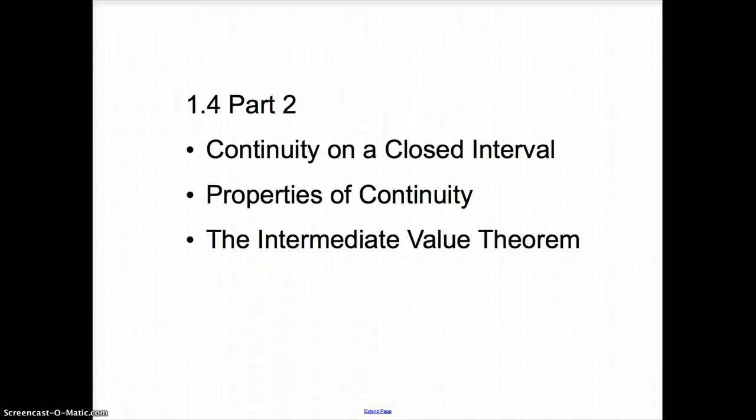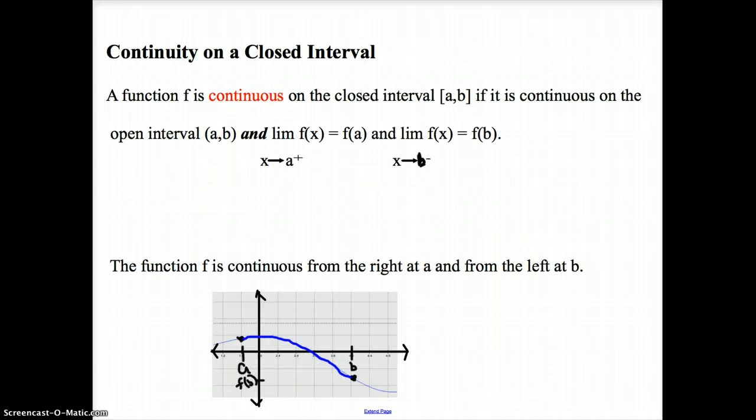Today we're going to talk about section 1.4 part 2, continuity on a closed interval, properties of continuity, and the intermediate value theorem. Yesterday we talked about continuity on an open interval where the endpoints were not included, but continuity in between those two unincluded endpoints meant there were no jumps, no holes, and no vertical asymptotes. Continuity on a closed interval is pretty much the same thing.